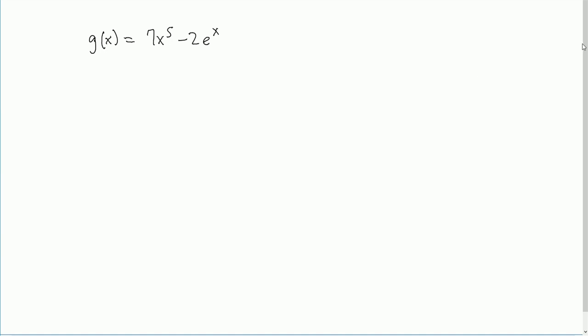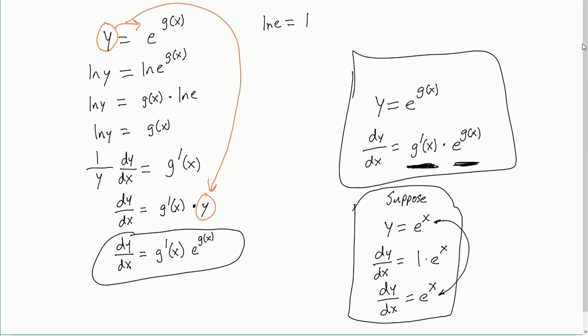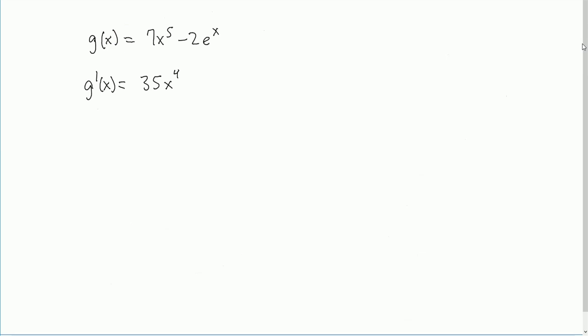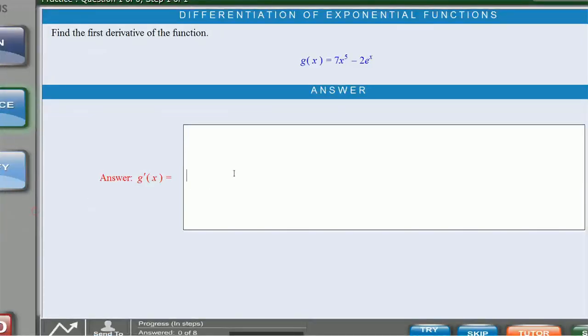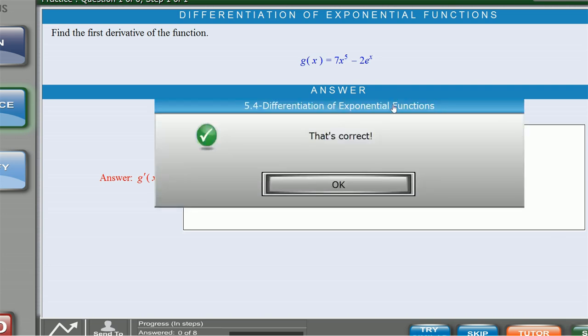So I've just rewritten my function here. I literally have two terms. My first term, 7x to the 5th, is just a power rule problem. So 7 times 5 is 35, x to the 4th. My second term is where your exponential rule comes in. Well, we just said right here that the derivative of e to the x was e to the x. So we can use that fact here. The derivative of negative 2e to the x is going to be negative 2e to the x. Negative 2 is just a coefficient you're bringing down, and then the derivative of e to the x is e to the x. So pretty straightforward on that one. Let's put that in: 35x to the fourth minus 2e to the x. Submit. There we go.